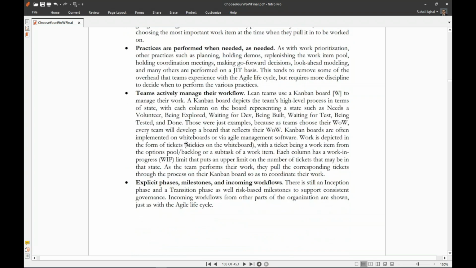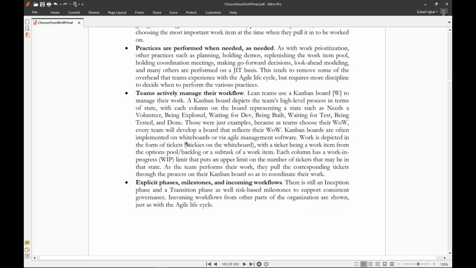Practices are performed when needed, as needed. As with work prioritization, other practices such as planning, holding demos, replenishing the work item pool, holding coordination meetings, making go-forward decisions, look-ahead modeling, and many others are performed on a JIT basis. This tends to remove some of the overhead that teams experience with the agile life cycle, but requires more discipline to decide when to perform the various practices.